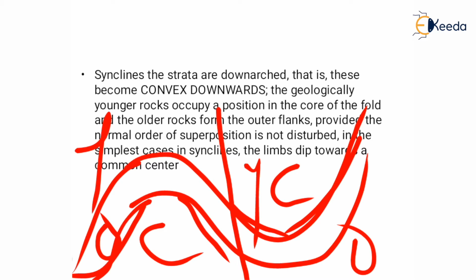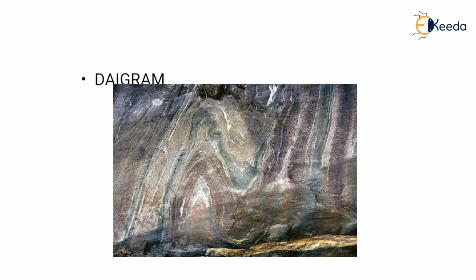When an anticline and syncline cover more than 1000 kilometers in area in one structure, it is called an anticlinorium and synclinorium. Then this is the diagram of the anticline and the syncline.